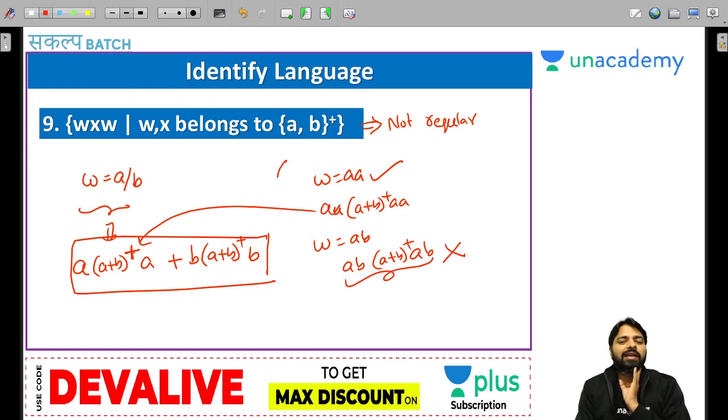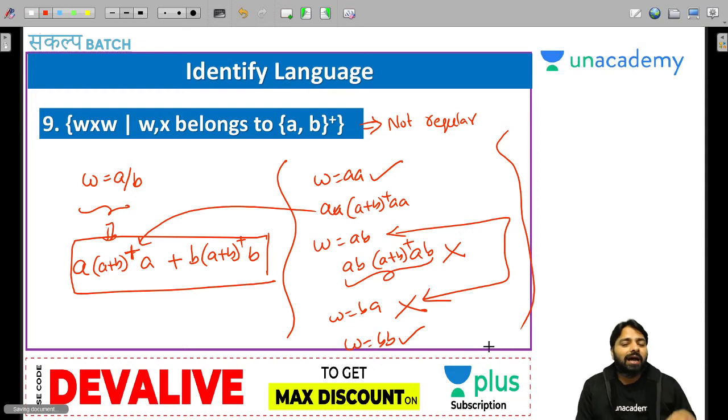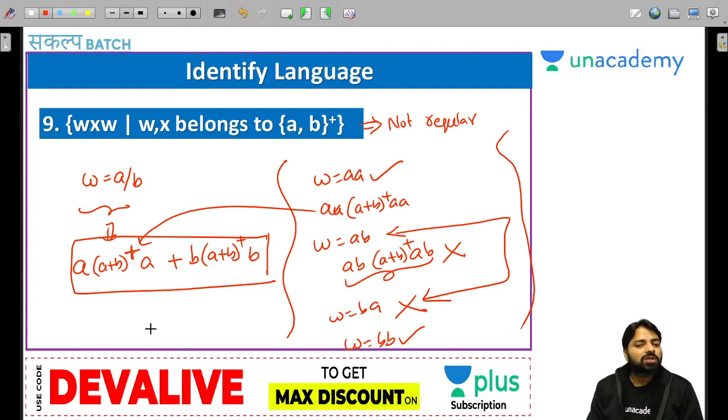Then in every length you will get a few new strings. W is equal to BA, also not covered. BB might be covered, but here two new expressions came because of AB and BA, and at length three, so many new expressions, and this new things never stops. It means you always have a dependency between the symbols of the string. Sometimes without epsilon it is also possible to be regular, but in this problem, it is not regular.